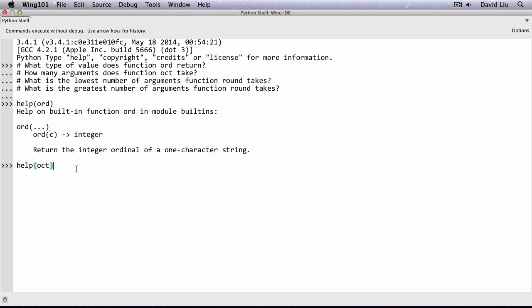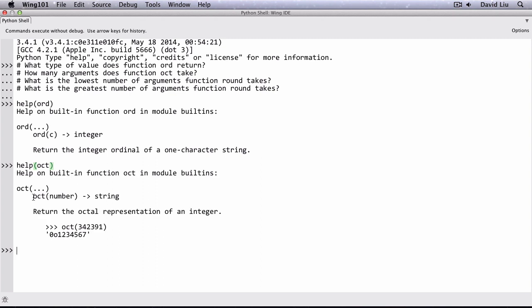Now let's consider the oct function. Once again, this line tells us everything we need to know. Here, oct takes in just one argument, which it calls number, and then it outputs a string. So how many arguments does function oct take in? Just one. This one over here.